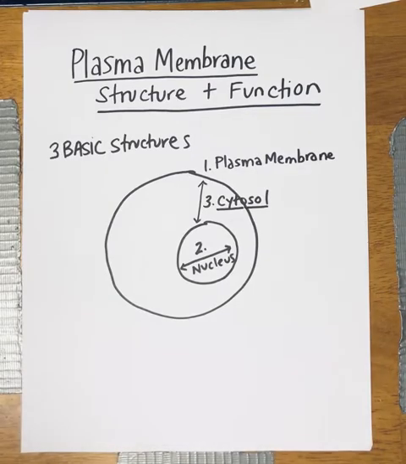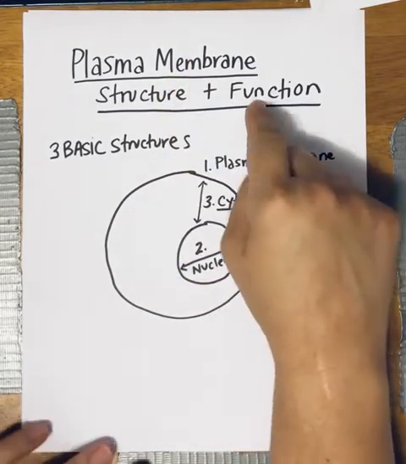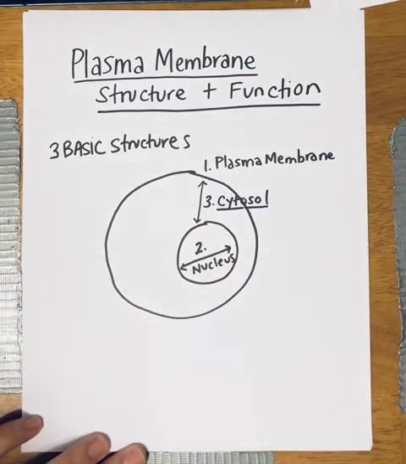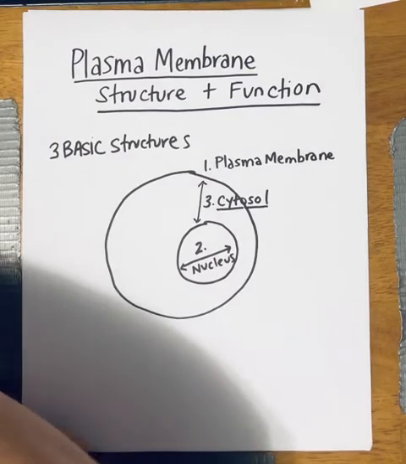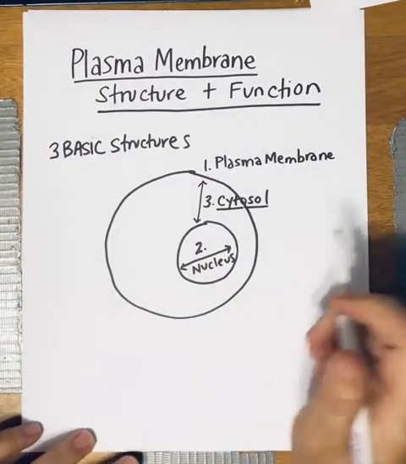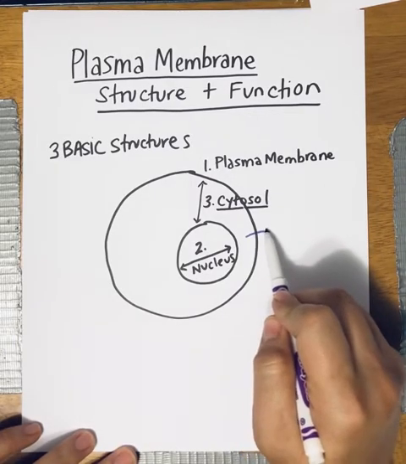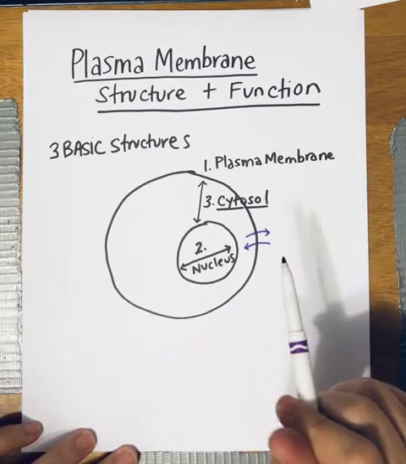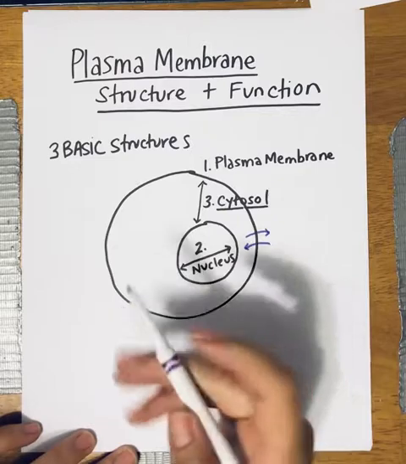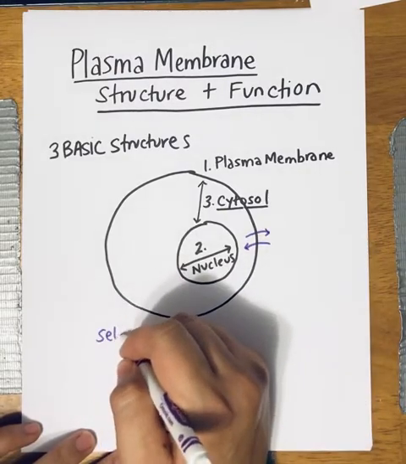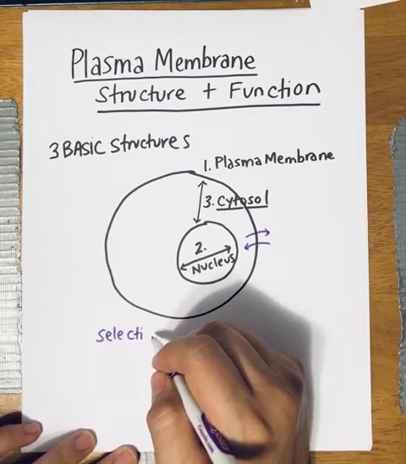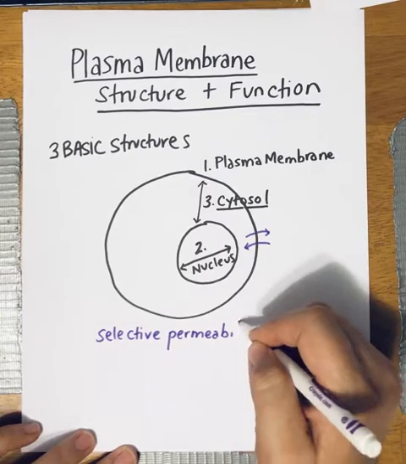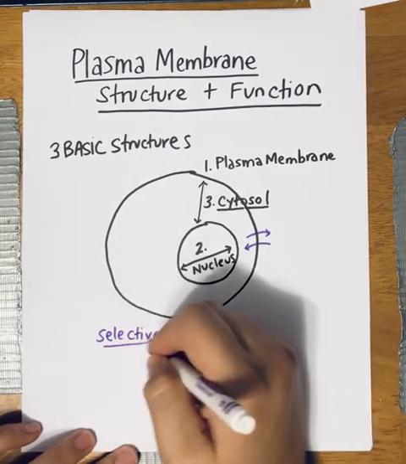Now, when we talk about the plasma membrane, its function is basically to determine what molecules can enter and exit the cell, which is something that we call selective permeability. So it determines what can exit and it can determine what enters. That is one of the major functions of the plasma membrane. So, selective permeability.